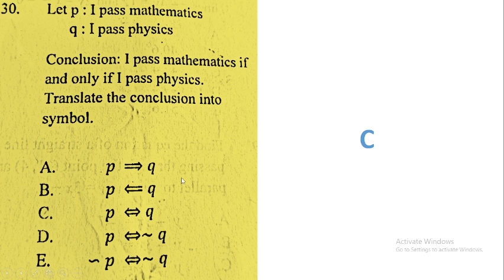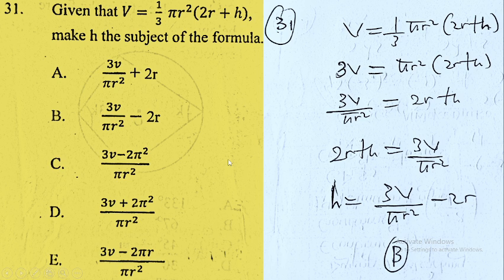That's question number 30. Question number 31 now is on subject of formula. We're having V equals 1/3 of pi r squared into (2r plus h). We have to make h the subject of the formula. All we can do is get rid of this 1 over 3 by cross multiplying. We have 3V equals pi r squared into (2r plus h). Then from there you can get rid of this pi r squared by dividing both sides by pi r squared. We have 3V over pi r squared equals 2r plus h.